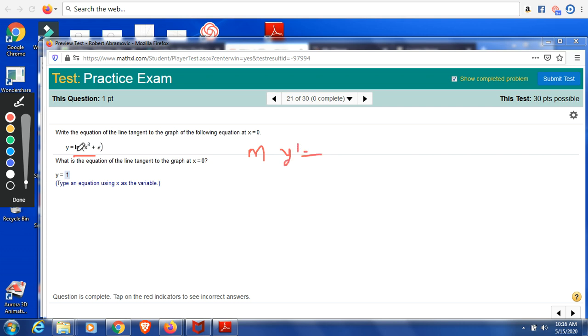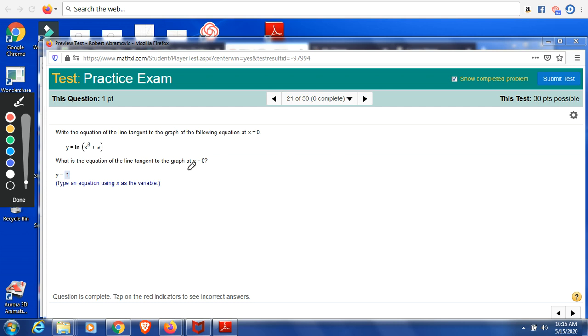In this case, y prime is going to be, so how do we differentiate ln? We differentiate ln of the function by differentiating the function inside and dividing by the function inside. In this case, the derivative of the function inside is 8 times x to the 7th, over x to the 8th plus e.